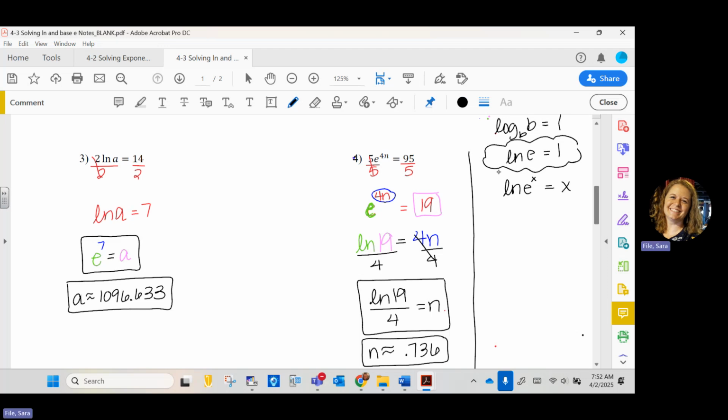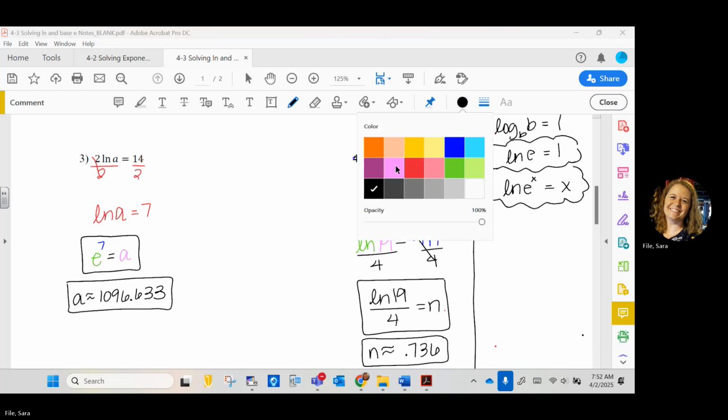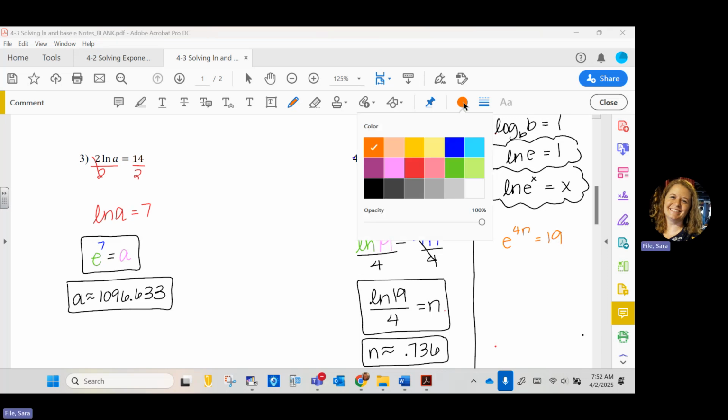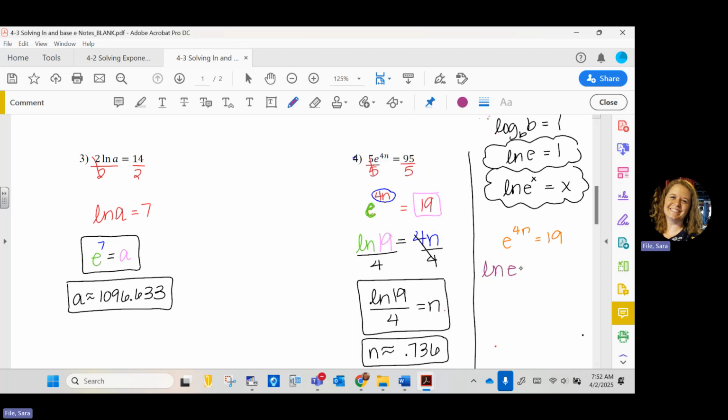We talked about this rule. I don't know how many days ago that was. But because of those rules, what I technically could do, I have e to the 4n equals 19. Once I divide out the 5, this is where I'm at, right? What I could do is take the natural log of both sides, because what you do to one side, you do to the other.